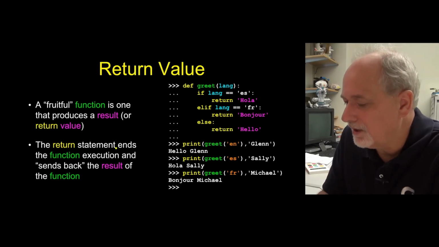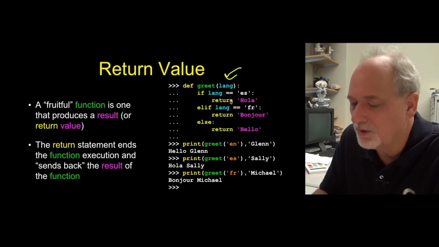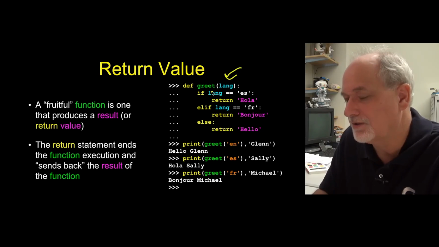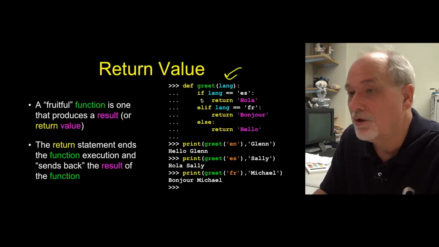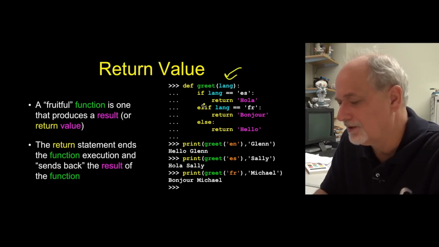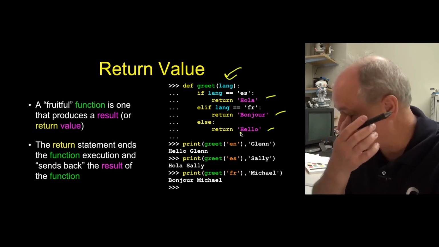So here's a little bit of a rewrite of our little language program. We are going to create a greeting program. We're going to take the language as the first parameter, and instead of just doing a print statement, which is what we did before, this is now more like a function because it takes some input and produces some output as a return rather than just printing. It's a little tacky for a function to print. And so here we return hola, bonjour, and hello based on the right thing.